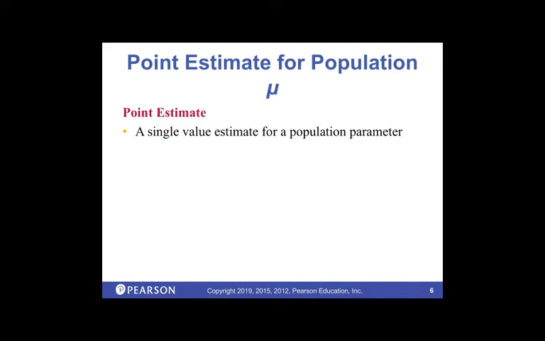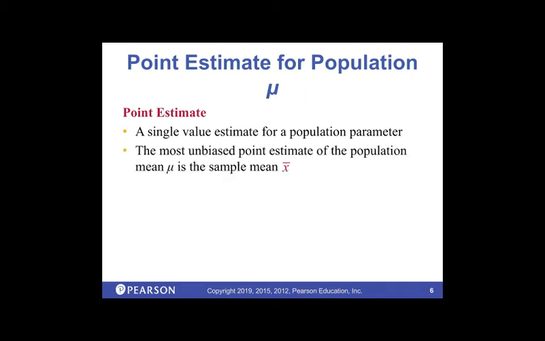First, let's look at what we mean by a point estimate for a population mean mu. The point estimate is a single value estimate for a population parameter. Remember, a parameter is just a numerical representation of a population characteristic. The most unbiased point estimate of the population mean mu is the sample mean x bar, right?